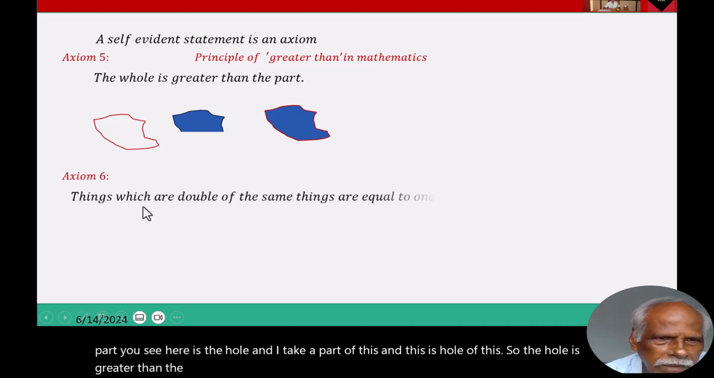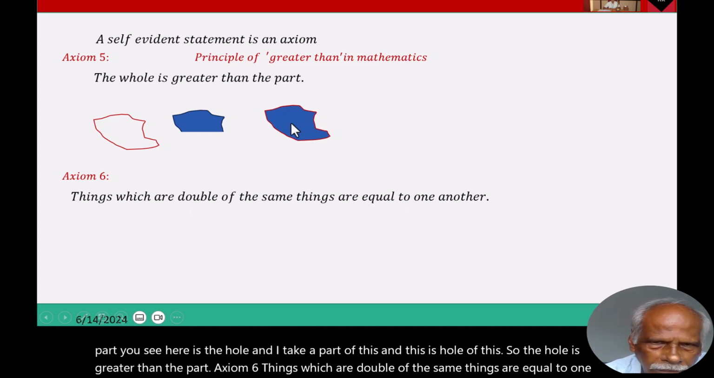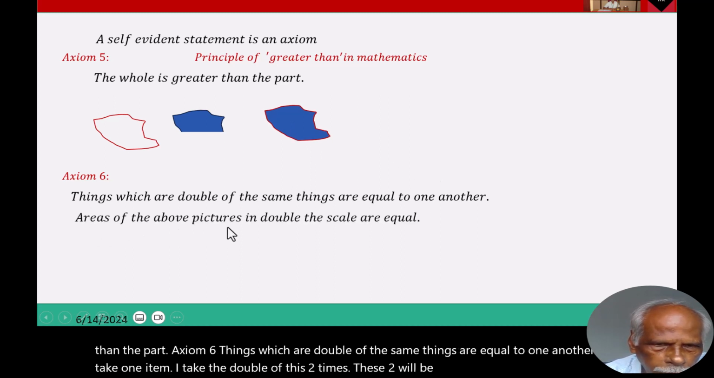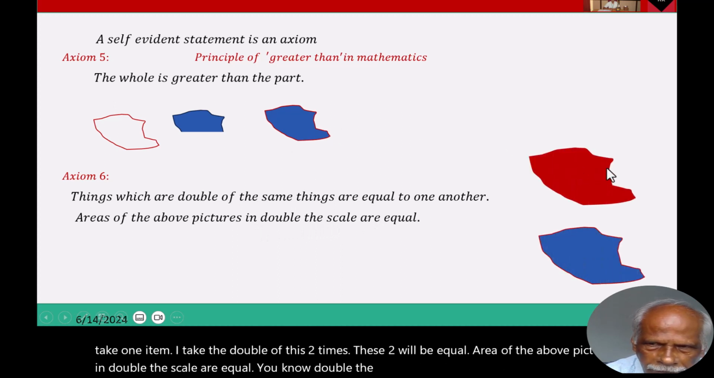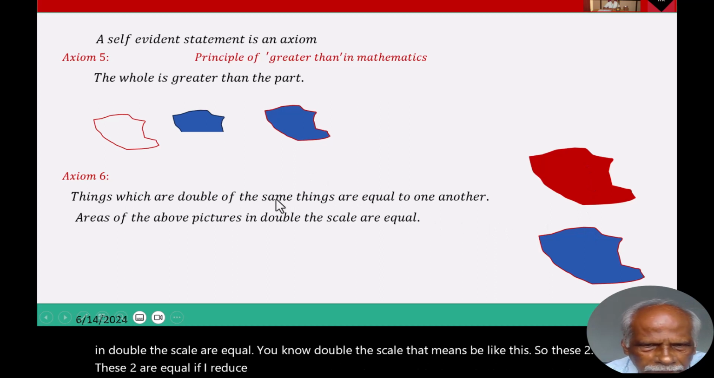Axiom 6. Things which are double of the same things are equal to one another. I take one item, I take the double of this two times. These two will be equal. Area of the above pictures in double the scale are equal. You know double the scale, that means it will be like this. So these two are equal. If I reduce it to half the scale, then also it's equal.